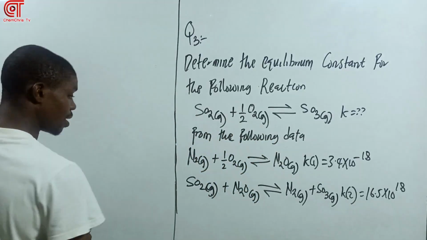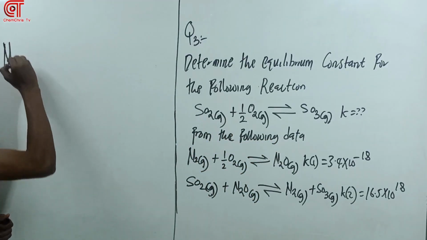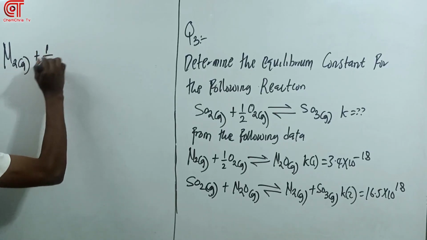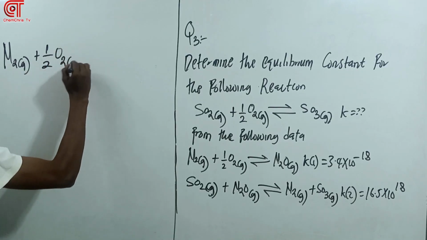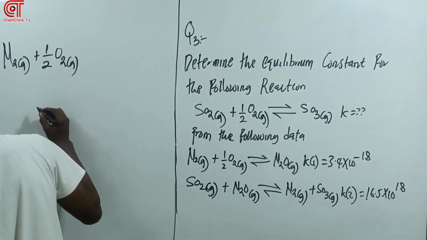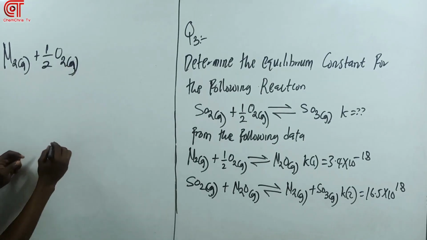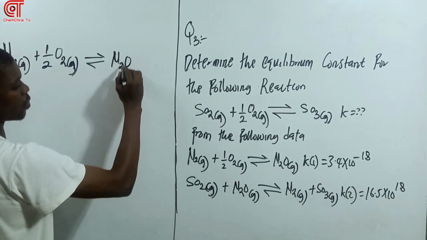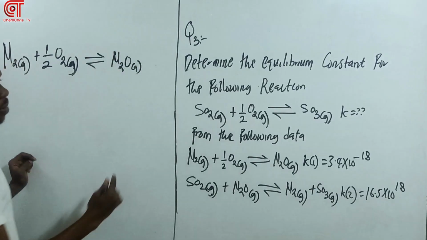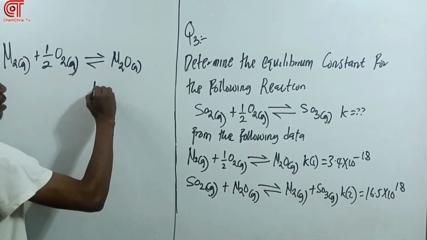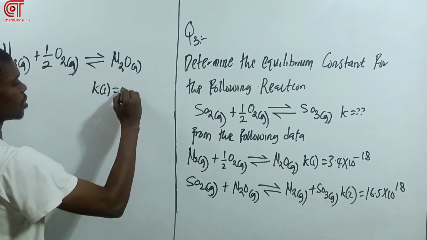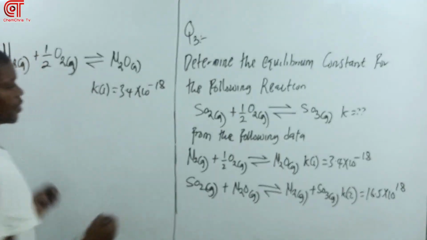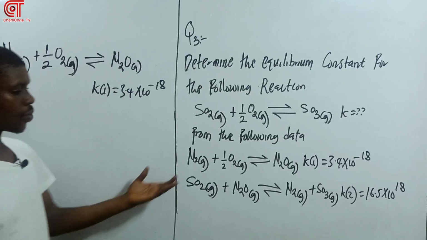If you write it like that, you have N2 gas plus half O2 gas, right? Then you have N2O gas. Remember we did alternating, so the K is going to be set, K equals 3.4 exponential minus 18. So we are done with the first one here.